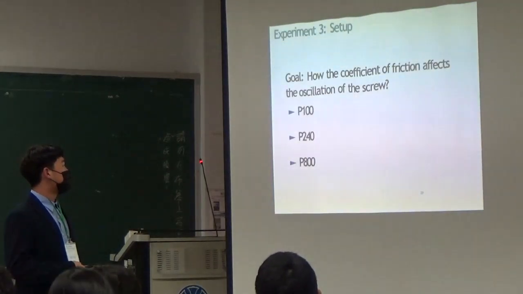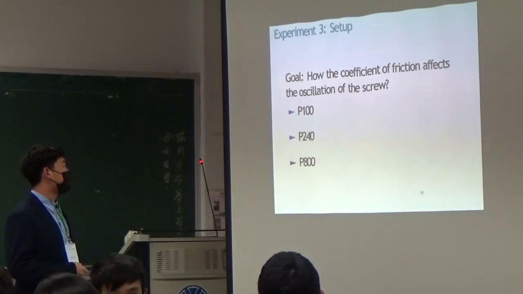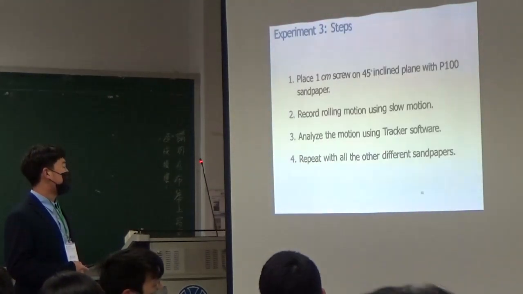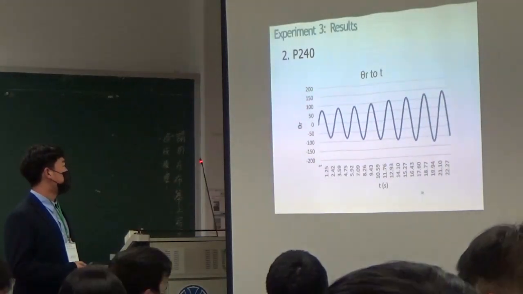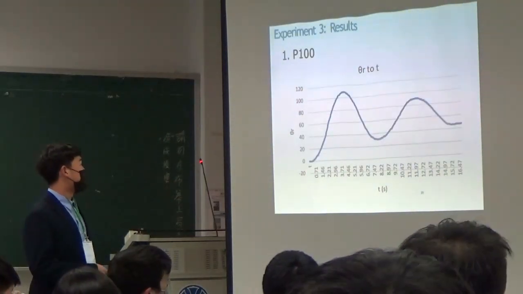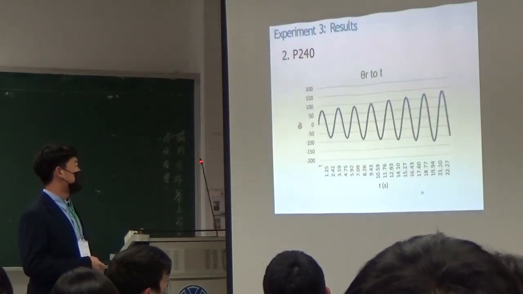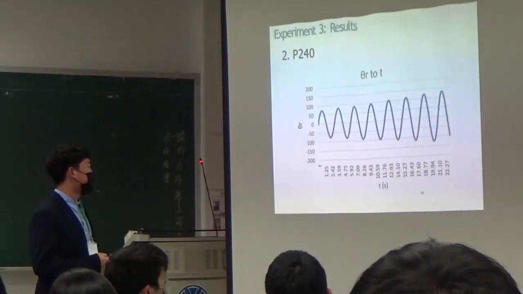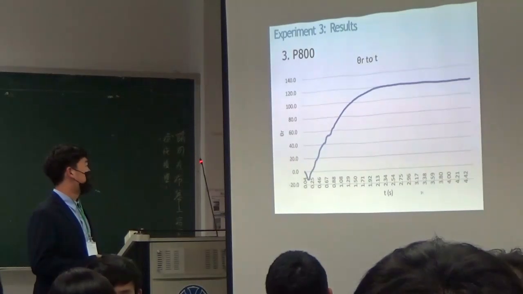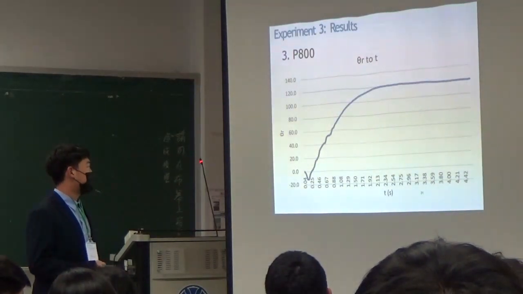Okay, the third experiment is about the coefficient of friction. And we can see the P100, P240 and P800.